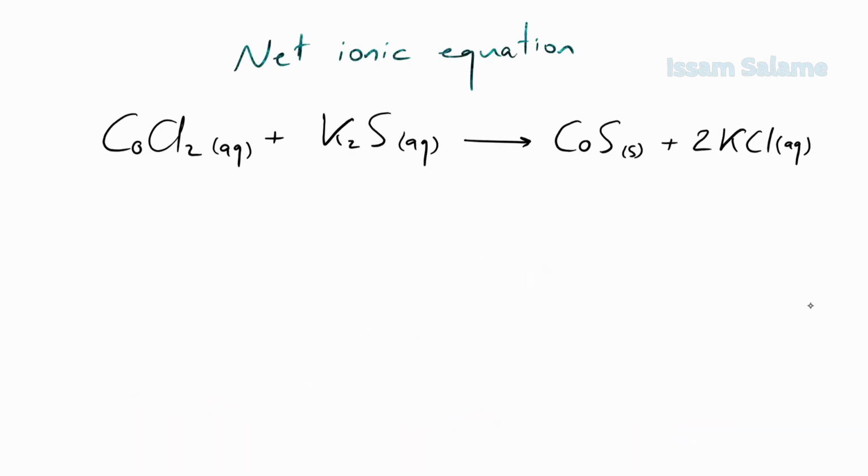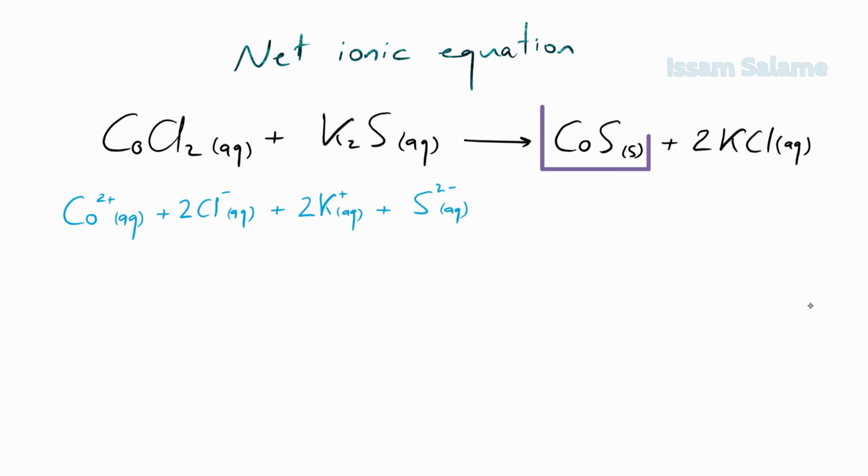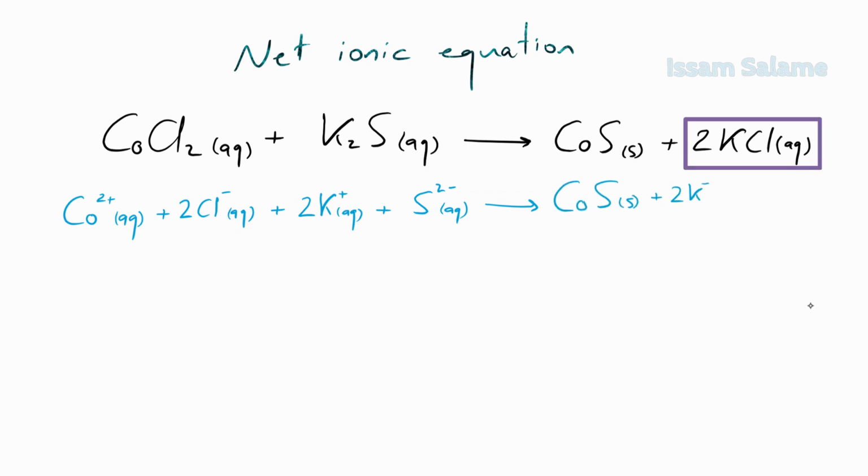So let's go back to our first chemical equation and split all the aqueous compounds. Cobalt chloride will be dissociated into cobalt ions and 2 chloride ions. Potassium sulfide is going to be dissociated into 2 potassium ions and 1 sulfide ion. Cobalt sulfide is not going to be dissociated since it's in solid state. Then potassium chloride is going to be dissociated into 2 potassium ions and 2 chloride ions.